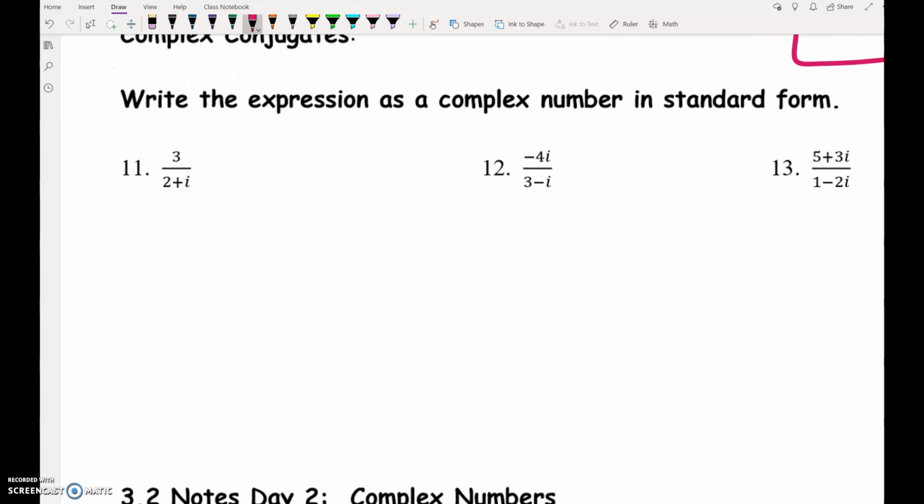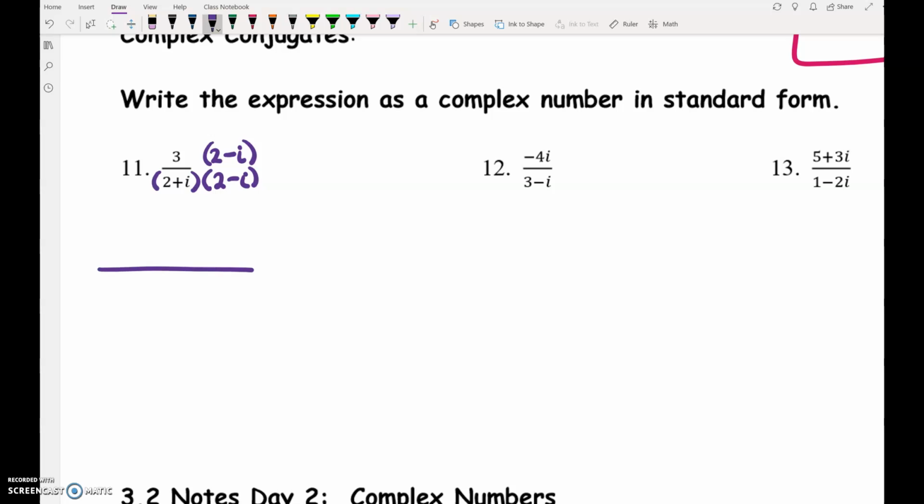Number 11 is 3 over 2 plus i. i is a square root. Are we allowed to have square roots on the bottom of a fraction? No. So we want to make the i's on the bottom go away. And we noticed in number 10, if you have two complex numbers that are nearly identical except for the sign, the i goes away. That's called a complex conjugate. So we are going to multiply the top and the bottom by 2 minus i.